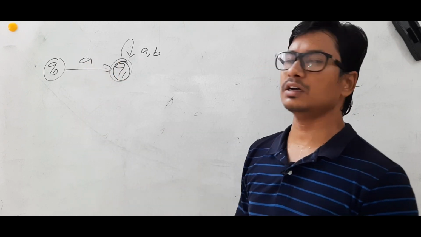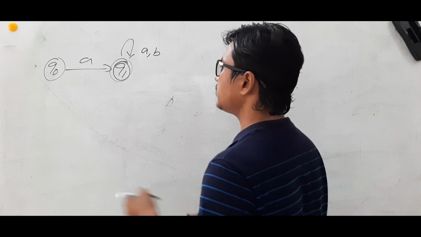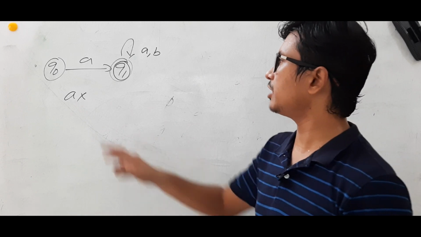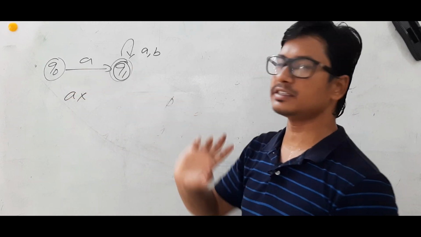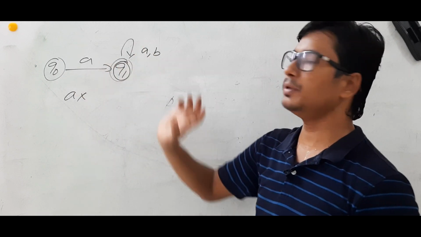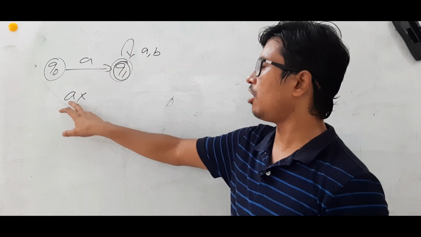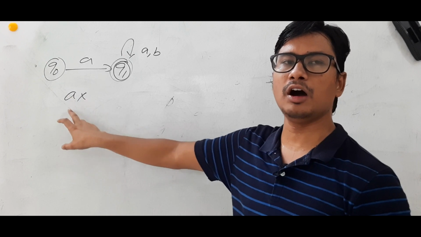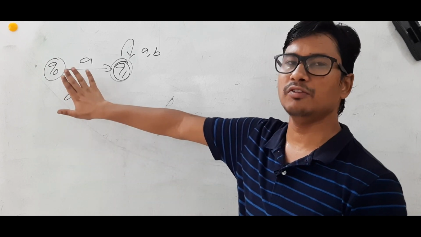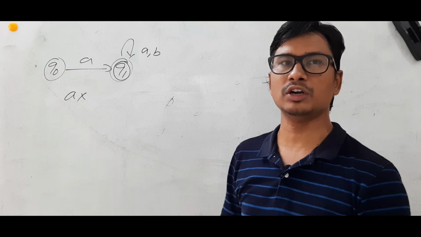Now, what strings is it accepting? It is accepting the strings which start with A. If you want to verify, you can verify also. On A, it is accepting. AA, it is accepting. AB, it is accepting. ABA, it will accept. If you see all the strings, they all start with A. So I can say that this NFA will accept all the strings which start with A.